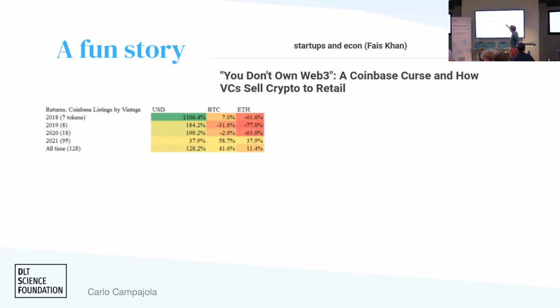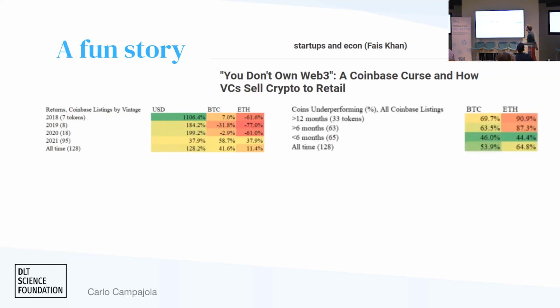Okay, so the fun fact here is that this was a massive growth period for crypto, right, between 2018 and 2021. So every token that was listed on Coinbase in those years appreciated by 1,000% or at least 37% in 2021. Although if you denominate it in Bitcoin or Ethereum, you are mostly in the red for all the tokens that are older than 1 year. This guy did the analysis in 2022. So when they were listed in 2021, they were 1 year old on Coinbase, 2020 they're 2 years old, and so on.